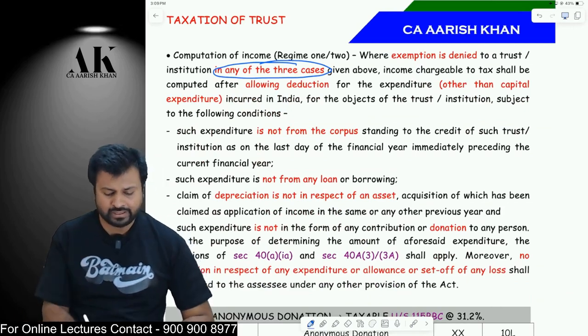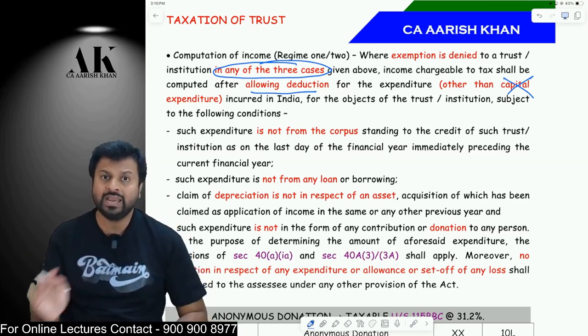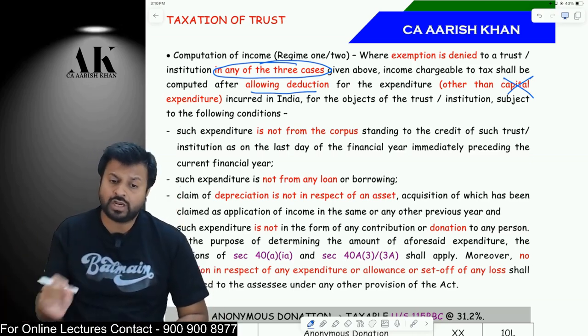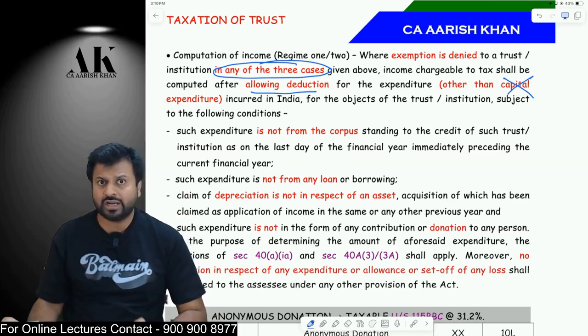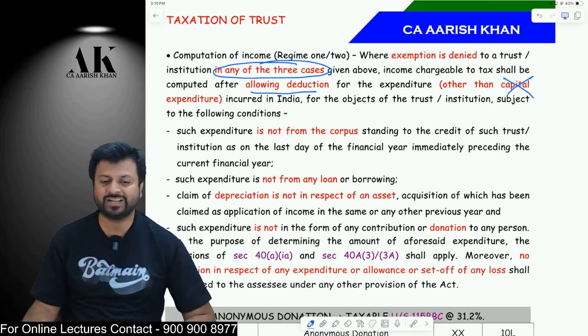Okay, you will get the deduction of all expenses, but you will not get the deduction of, first of all, capital expenditure. Capital expenditure will not be allowed as deduction. Only revenue expenditure will be allowed as deduction. Generally, if you are a registered trust, then even capital expenditure is allowed as deduction. But for these people, capital expenditure is not allowed as a deduction.